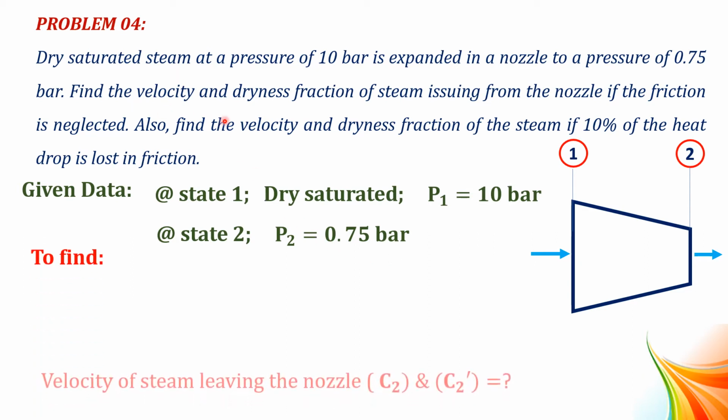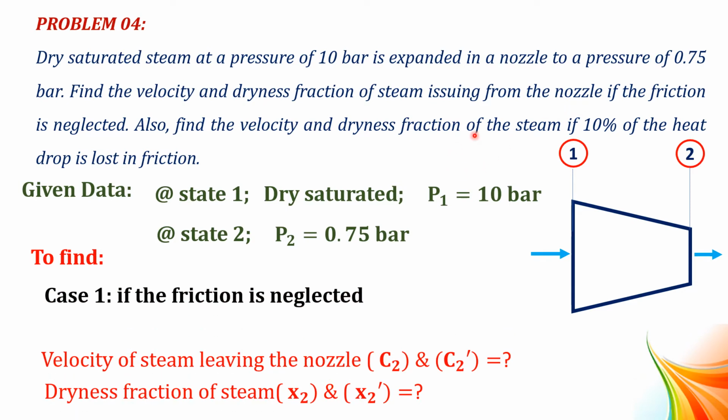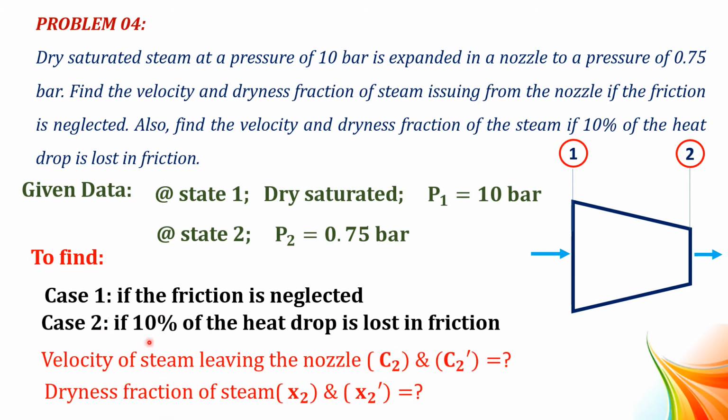Now we have to find out the velocity of steam leaving the nozzle and the dryness fraction of steam issuing from the nozzle. In the first case, the friction is neglected. Also find the velocity and dryness fraction of steam if 10% of the heat drop is lost in friction. So if 10% heat drop is lost in friction, what is the velocity of steam leaving the nozzle C2 dash and the dryness fraction of steam leaving the nozzle X2 dash.